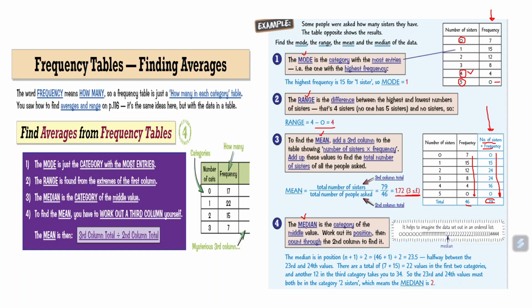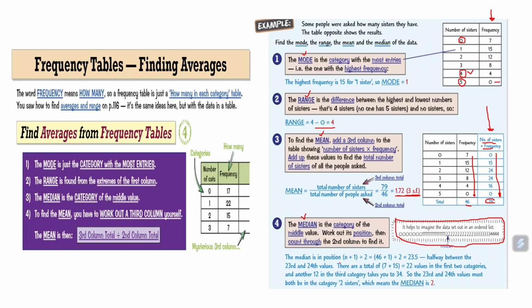Then the final one is to find the median. Remember, median is all about finding the middle number. So in a practical sense, in a normal sense, what we should have done is to write 0 7 times, 1 15 times, 2 12 times, 3 8 times, 4 4 times, just the way it was created here. But the disadvantage of doing this is, one, it will waste your time and you might get confused. As such, there's a shorter way to find the median.